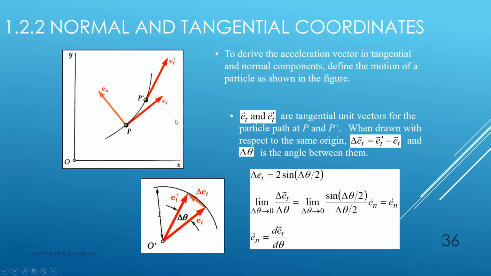et and et prime, these two, are tangential unit vectors for the particle path at P and P prime respectively, when drawn with respect to the same origin. If we are looking at the same origin, like so, then delta et is equal to et prime minus et, and delta theta is the angle between them.